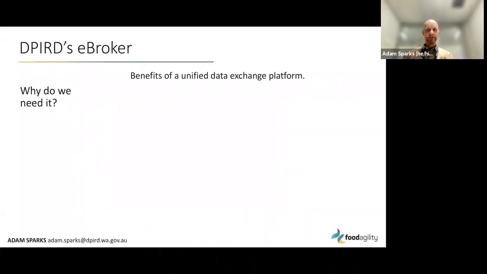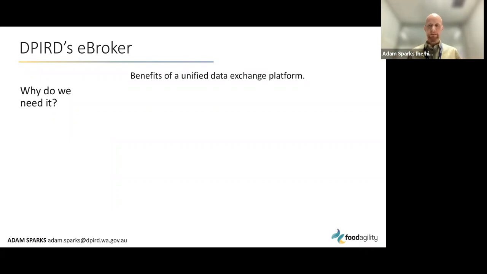So while this DPIRD e-broker is not a part of the project per se on data sharing, it is a very important piece of what DPIRD is doing. So this is a separate project, but related. So I'm going to spend a bit of time talking about it and how it relates to this WA farm data sharing project.